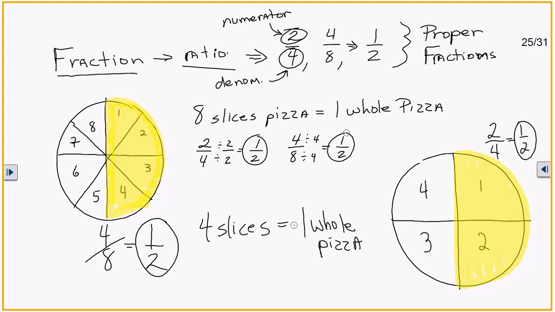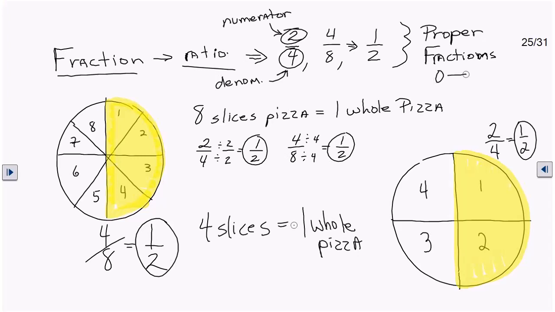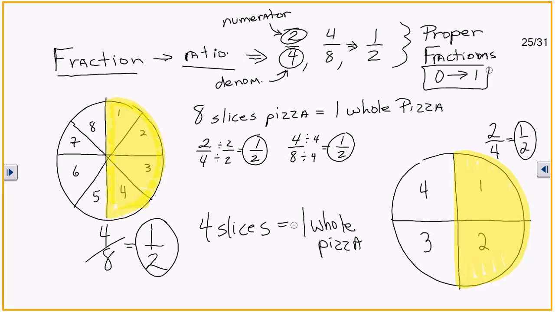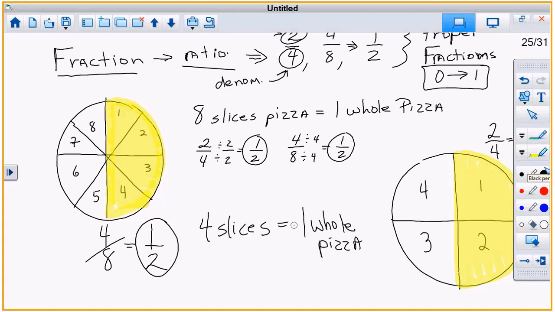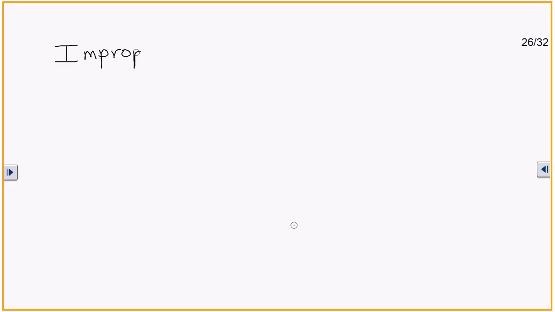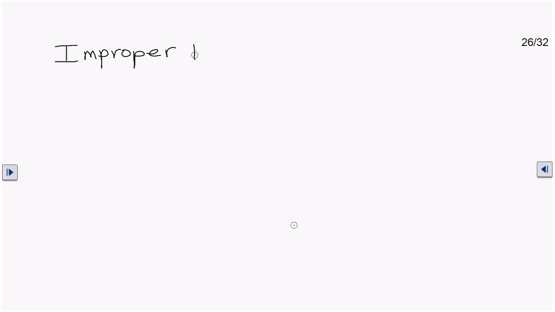Okay? Those are what we call proper fractions, and they are basically between 0 and 1. Most of your proper fractions are going to be between 0 and 1. Okay, well, what's the opposite of a proper fraction? The opposite of a proper fraction is called an improper fraction. Improper fractions are usually those that are above 1. And when we get to integers, they're below 1 also, but we won't talk about that right now.